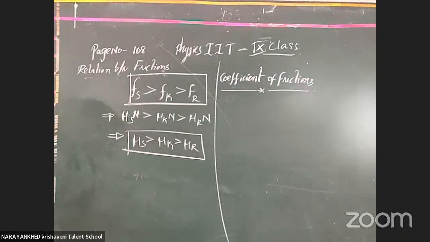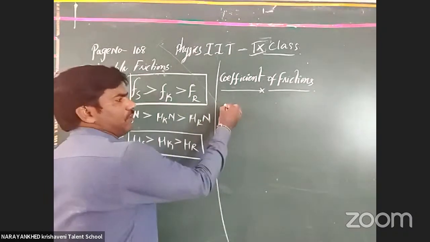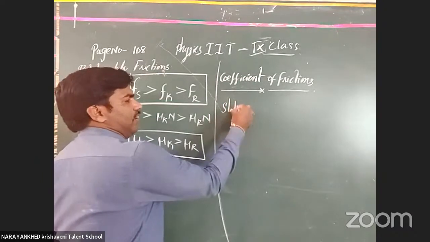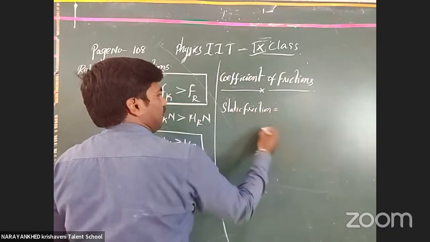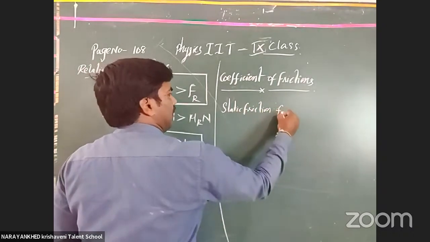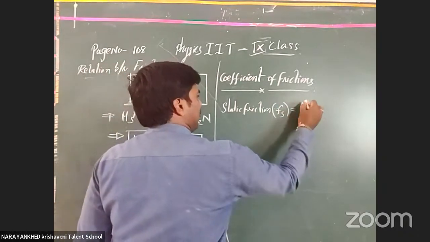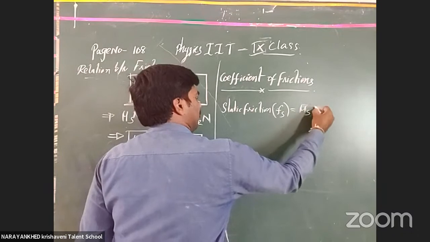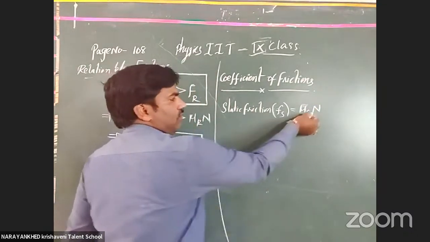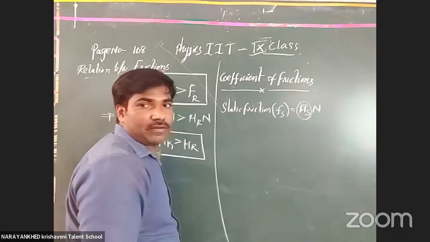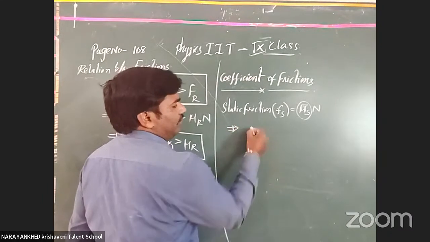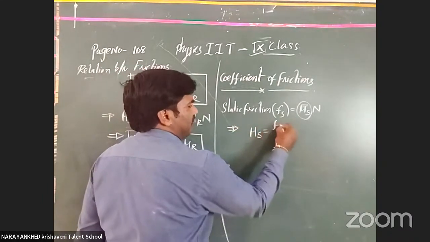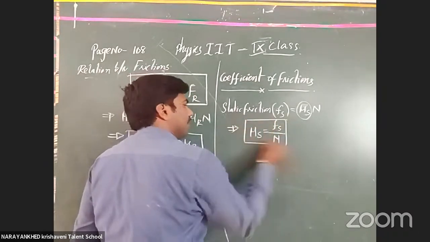What is the coefficient of friction? You know the formula very well. The static friction is taken as small fs equal to mu s into capital N. Here, what is mu s? Mu s is the coefficient of friction, which implies it is written as mu s equal to fs by N. Fs by N. Okay?